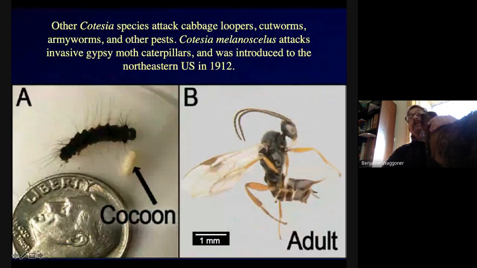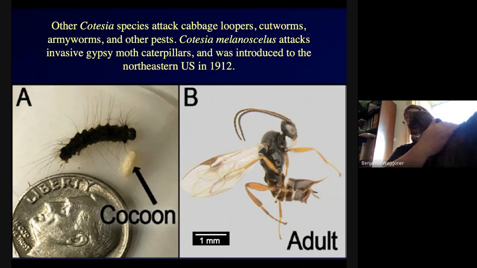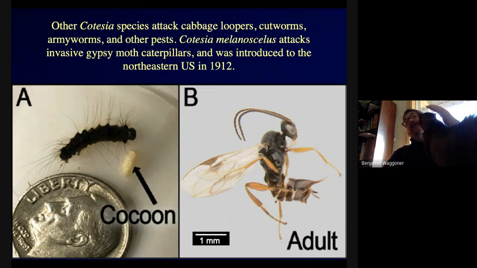There's lots of other species in this genus. A lot of them attack pests, cabbage loopers, cutworms, army worms. Cotesia melanoscela attacks gypsy moth. I don't think we get those down here, but that's a serious pest of trees in the Northeast United States. And Cotesia melanoscela was introduced deliberately in 1912 as part of efforts to control gypsy moths. So there you can see a cocoon on the left, and that's what an adult looks like on the right.